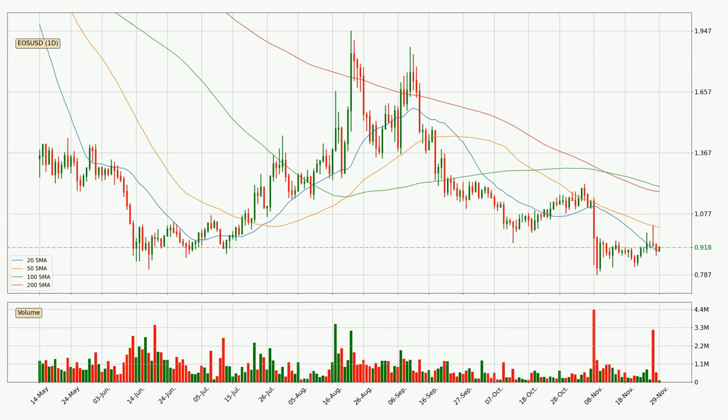Looking at the daily simple moving averages, the price has crossed the 50 SMA downwards decisively with higher than average volume, which is a strong signal. At the moment, the price is between the 20 and the 50 SMA.